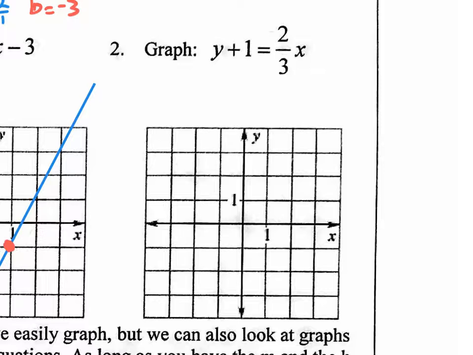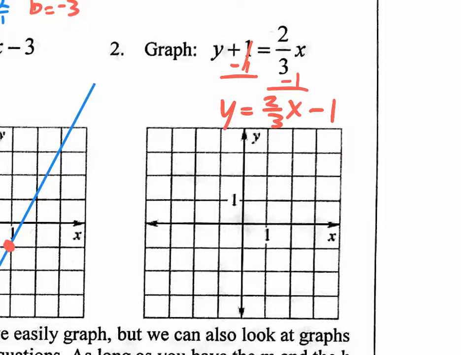So let's actually get rid of that plus 1 by subtracting 1 here. 1 take away 1 is 0, and then subtracting 1 over here, which you can't really do. You can't subtract x's and numbers. So let me rewrite it, and this is my slope-intercept form equation: y equals 2/3 x minus 1.